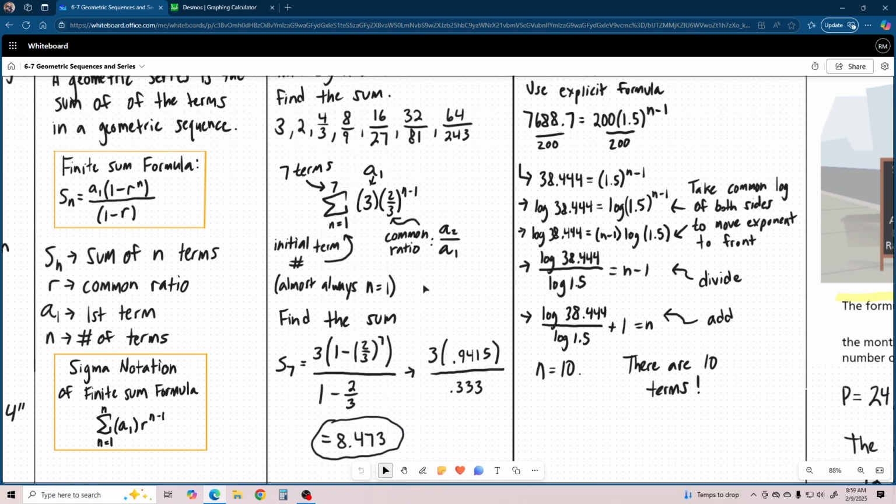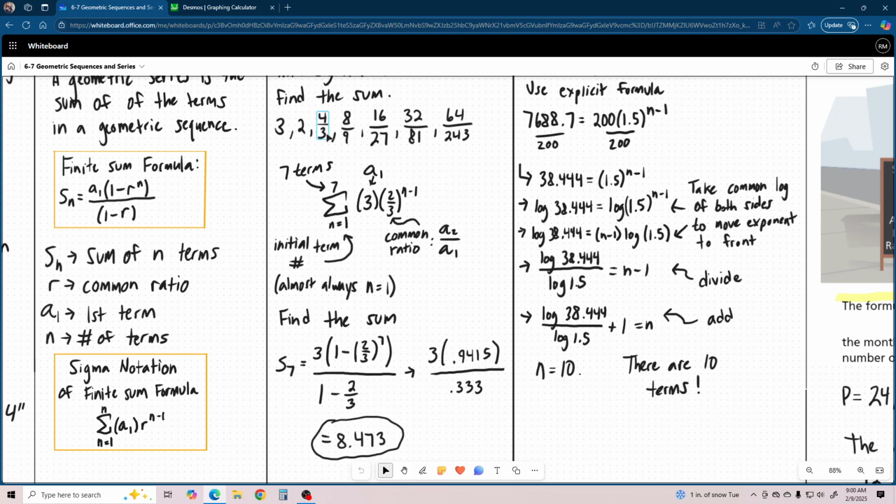Now, what's a good thing to always do when you get an answer is double check: does this make sense? Clearly our numbers are getting smaller. We're going 3 to, this is like 1.33, this is not even 1. So 3, 4, 5, 6, and then these are just going to keep getting smaller and smaller. Does 8.5 kind of make sense for this? I think it definitely does.